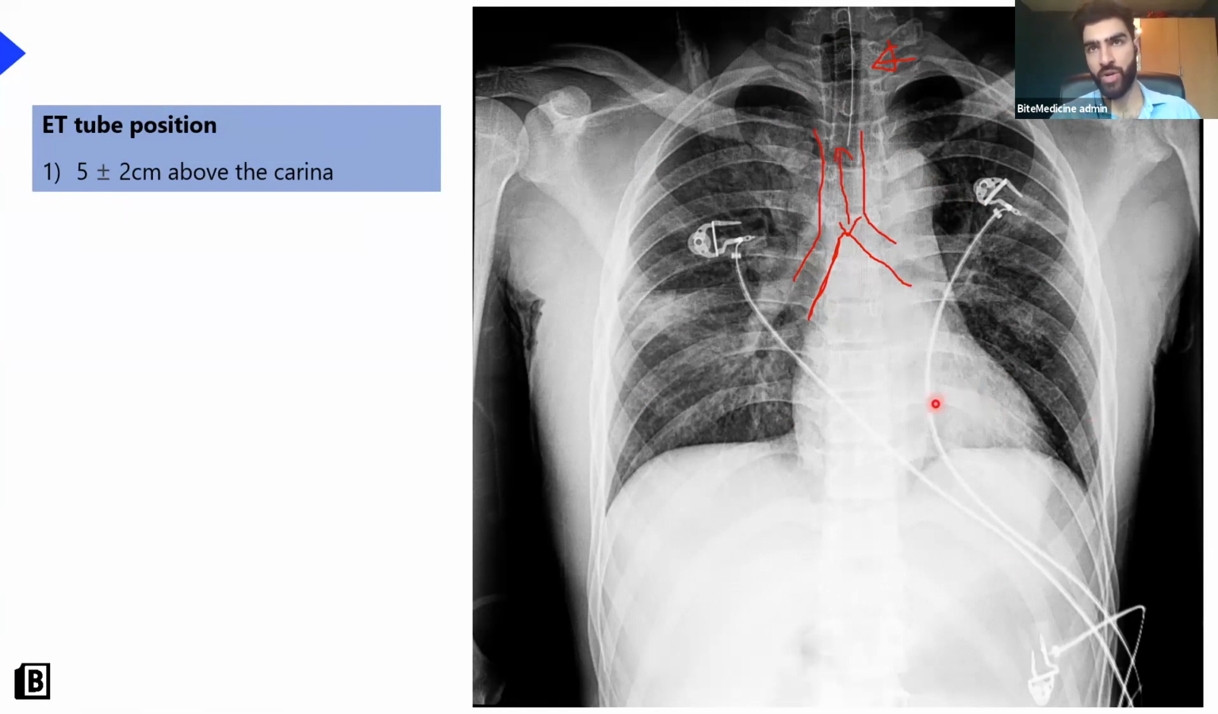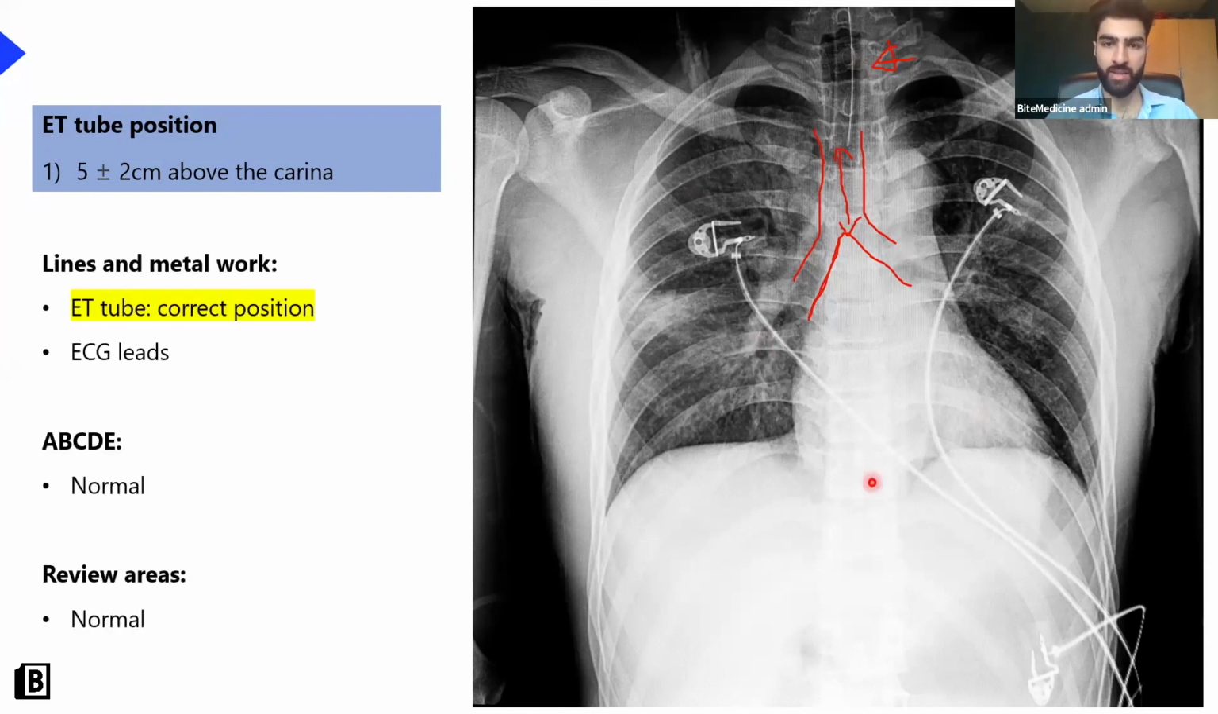Yeah, that's right. The carina is at T4 or T5, and the carina is the bifurcation of the trachea into the left and right main bronchus. An ET tube is an endotracheal tube, which is used to ventilate patients. So you connect it to a ventilator on ITU, and it will ventilate the patients. And these are ECG leads, okay? Otherwise, it's a normal chest X-ray.